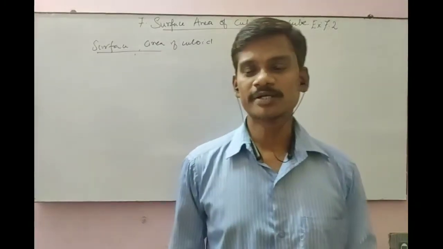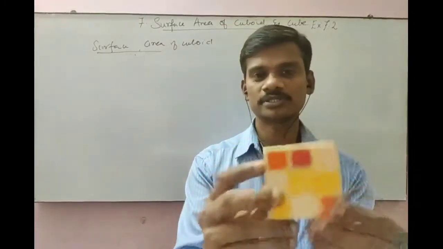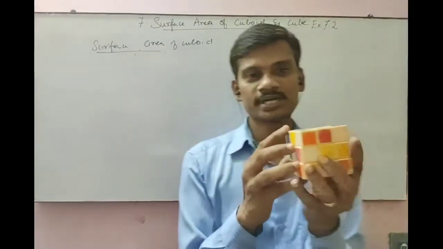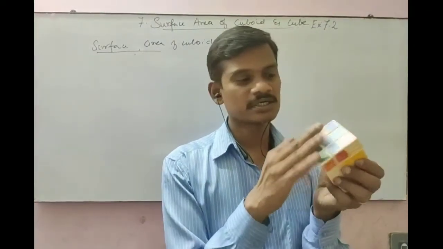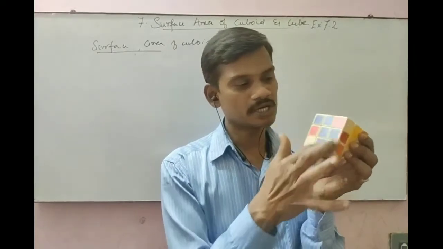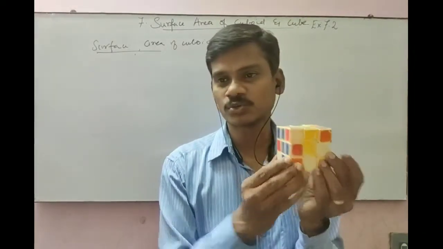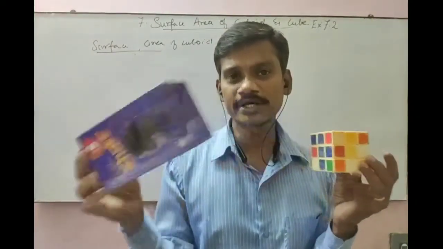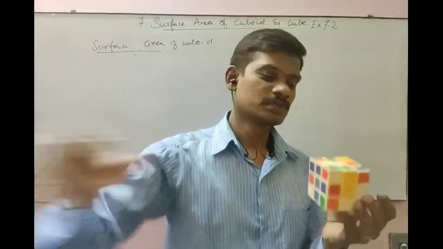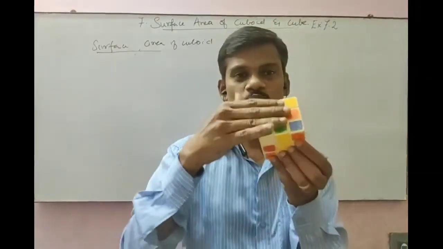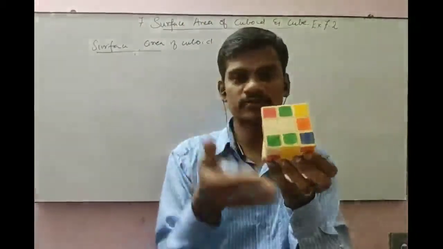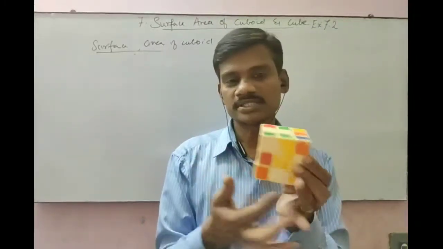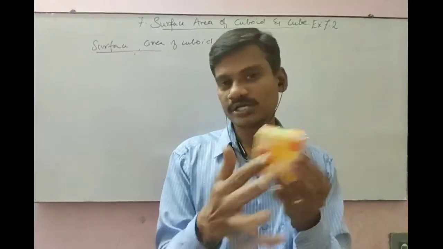Like the cuboid, in the cube also we have this. This is the cube. All of you know that this is the Rubik's cube. It also has 6 faces. Here all the faces are equal, all in square form, so we call it a cube. This is the rectangular form of box, so we call it a cuboid. Here also we have 6 faces, 8 vertices and 12 edges.